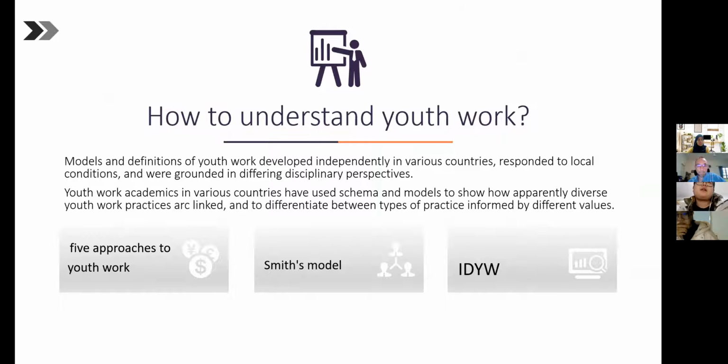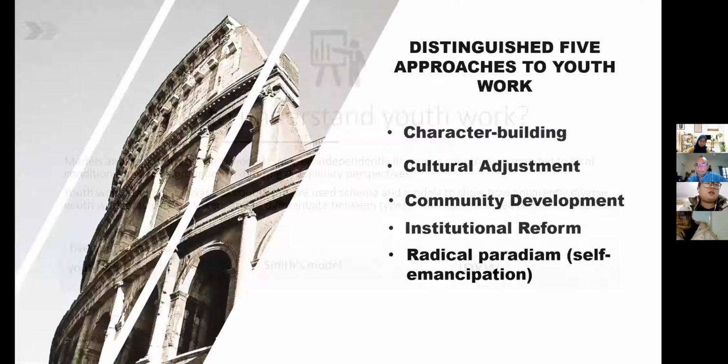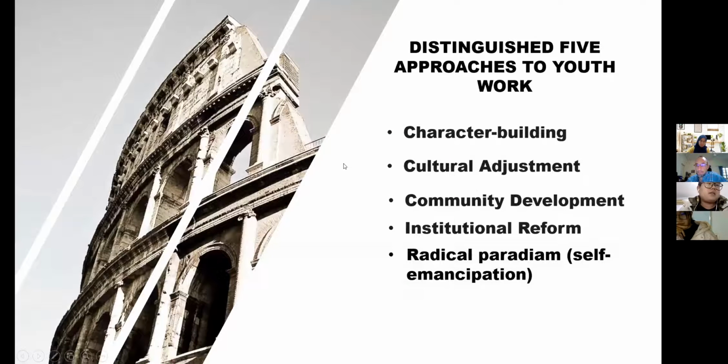And youth work academics in various countries have used the schema and models to show how apparently diverse youth work practices are linked, and to differentiate between types of practice informed by different values. Okay. So we have our earliest attempt in the UK, Butters and Neville, 1978, and they provided one of the earliest attempts to theorize the traditions within British youth work.